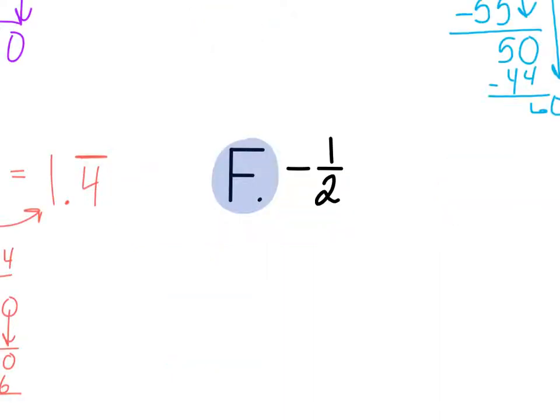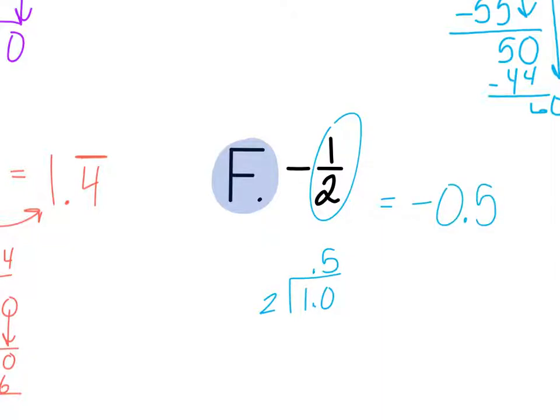And then example F, you probably remembered that 1/2 was 0.5, but if you didn't, 1 divided by 2 gives you 0.5. Don't forget that it's negative, so negative 0.5.